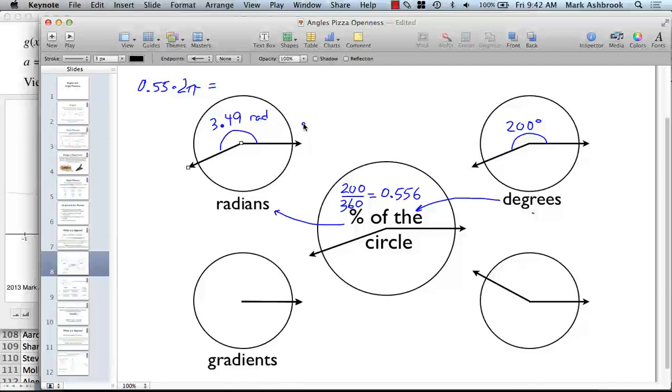Okay, gradients. What are gradients? I don't even remember. Let's look. Gradients is another way of measuring angles. All we need to know is how many gradients in one full circle, which is 400.